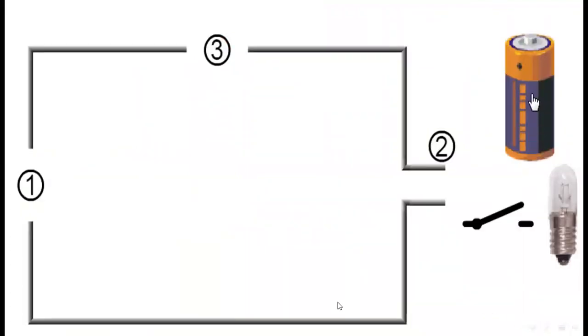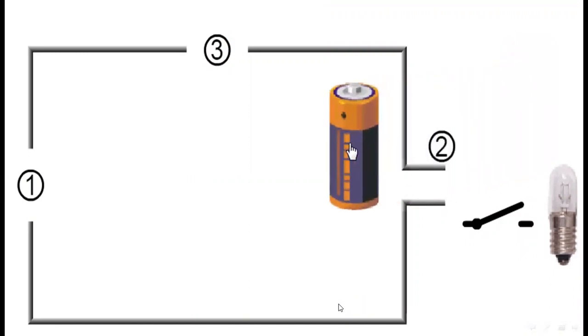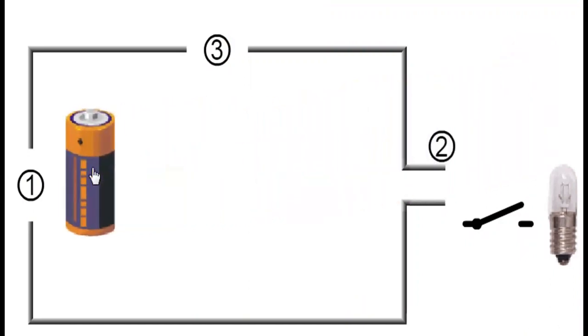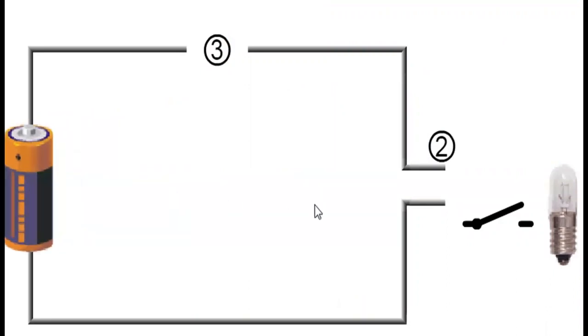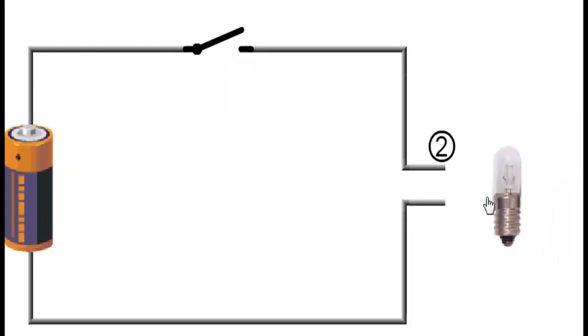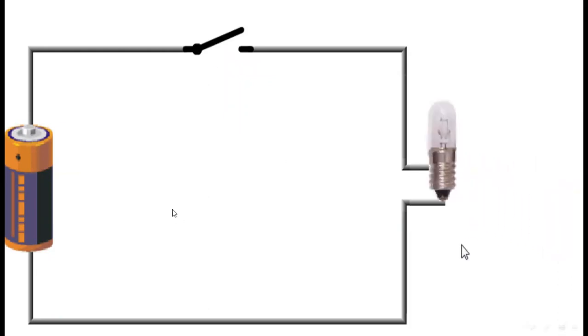Here you see, when you put the battery in the right place, and after that connect the wire, then the bulb is also placed in the right place. Now this is an open circuit. When the wire is attached, electric current starts flowing, and the bulb lights up.